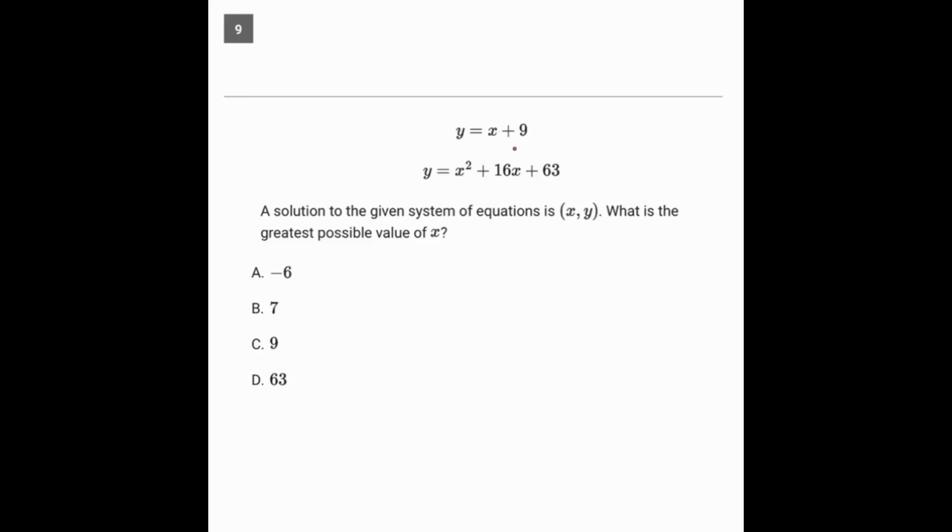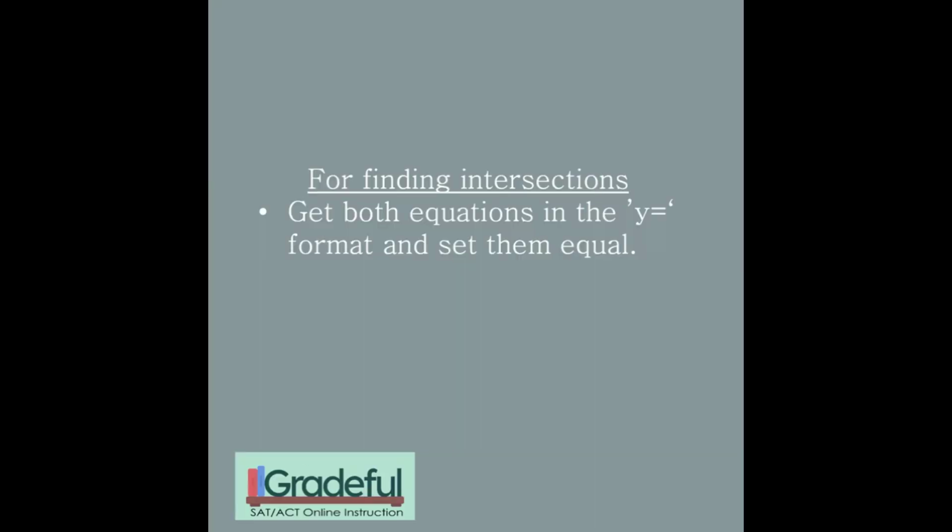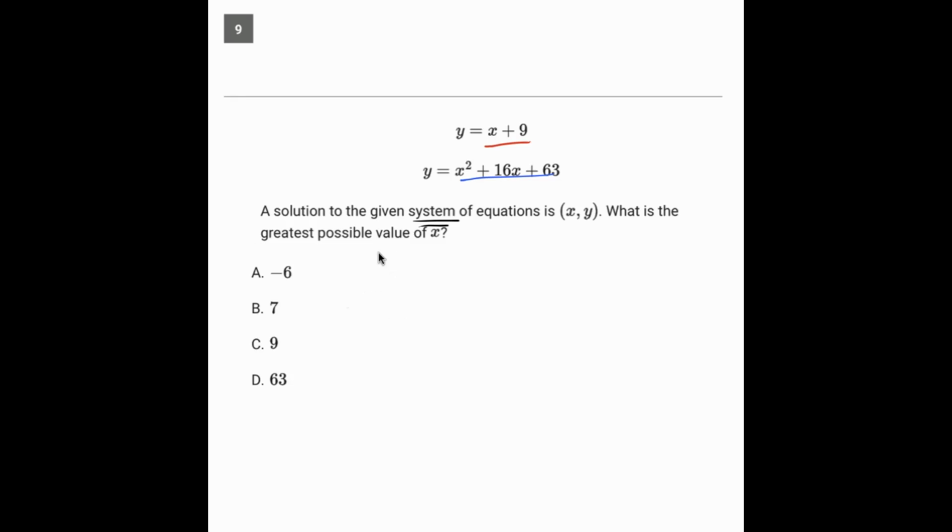In this question, we have two functions, which is what a system is. A system is when you have two equations and you're basically looking for the intersection. So this is a fancy way of saying, where do these functions intersect? Now, for intersections, you want to get both equations in the y equals format, which they usually are anyway, and set them equal. So if we do that, it'll look like this.